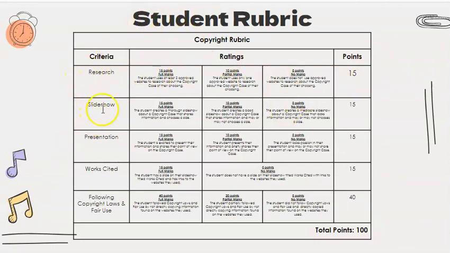All right, and then let's just take one quick look at the student rubric. I have 5 different criteria that they're graded on. First, research: the student used at least 2 approved research websites to research the copyright case they're choosing. The slideshow: the student creates a thorough slideshow about a copyright case that shares information, and they must choose a side. The presentation: the student is excited to present their information and share their point of view on the copyright case. And then I already talked about the works cited and following the copyright laws.